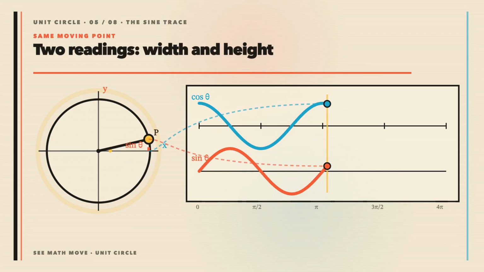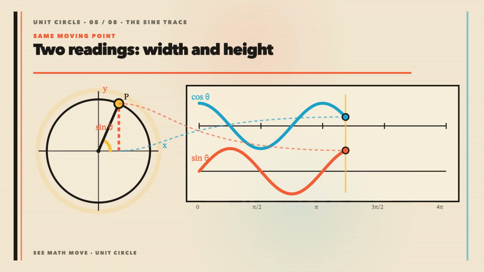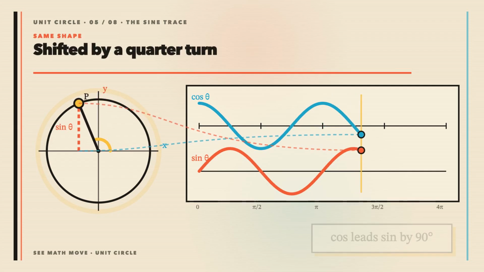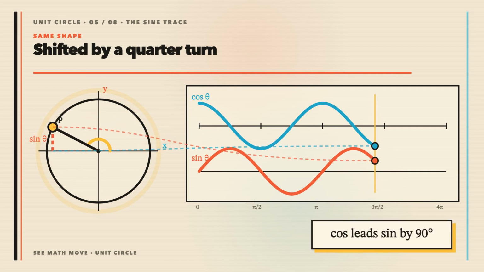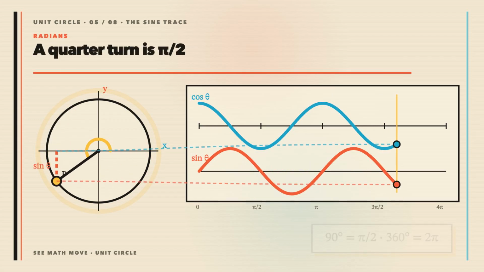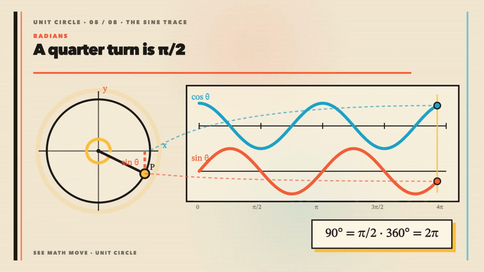The waves are not separate inventions. There are two readings of the same circular motion, width and height. Cosine begins where sine will arrive a quarter turn later. Their shape is the same. Their timing is shifted by 90 degrees. In radians, that quarter turn is pi over 2, and one complete turn is 2 pi.